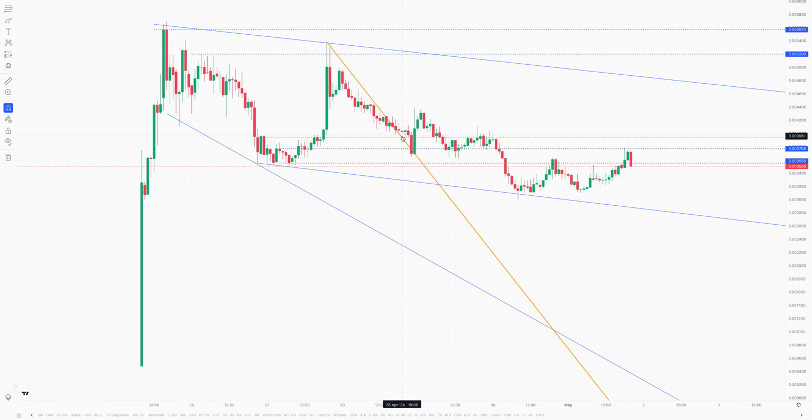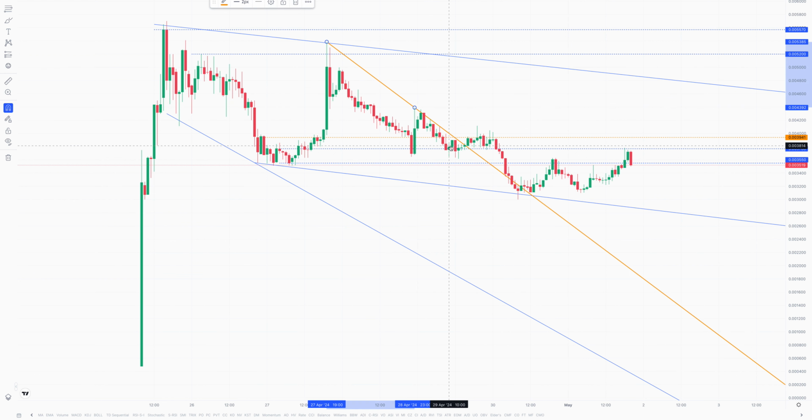Okay, so it was acting as support locally. Unfortunately, it went down to the 4-hour range. Let's see if we can evolve this here. Okay, this was the apex on the 1-hour range.